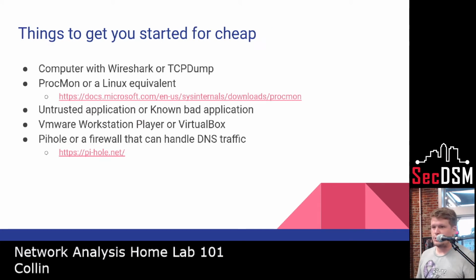Things to get you started for super cheap. This is like a college-level budget, right? So if you're in college and you're doing IT, I'm assuming you have a computer. You get started with Wireshark, tcpdump. I discovered Procmon literally last week, kind of embarrassingly, but it's a super good tool. This is all free stuff, right? So for running untrusted applications, VMware Workstation, VirtualBox, and then a Pi-hole. I know Raspberry Pis are more expensive now, but you can also virtualize that.